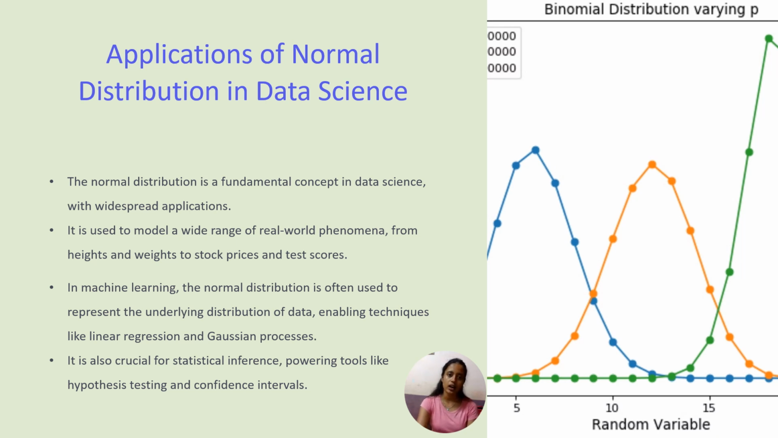The next application we have is machine learning and predictive modeling. For this, it requires regression analysis and classification models. In regression analysis, techniques like linear regression assume errors follow normal distribution. This assumption is crucial for model coefficients and classification models. Statistics also use the theoretical distributions, often using the normal distribution as a reference for it. So these are some of the applications of normal distribution in data science.